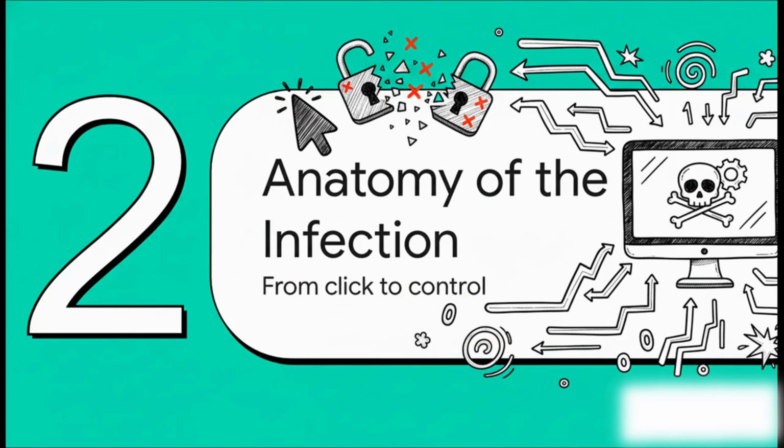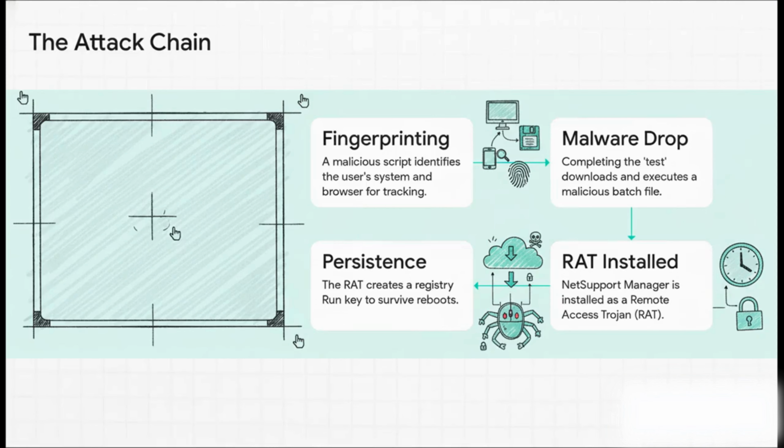So how does that one little click turn into a full-blown infection? Well, that brings us to Section 2, Anatomy of the Infection. We're going to break down exactly how that click gets weaponized to give an attacker total control of your system. So you click the button. What's actually happening? Well, first, a totally invisible overlay captures that click. Then, a sneaky script starts fingerprinting your system, your browser, your OS, everything, for tracking.